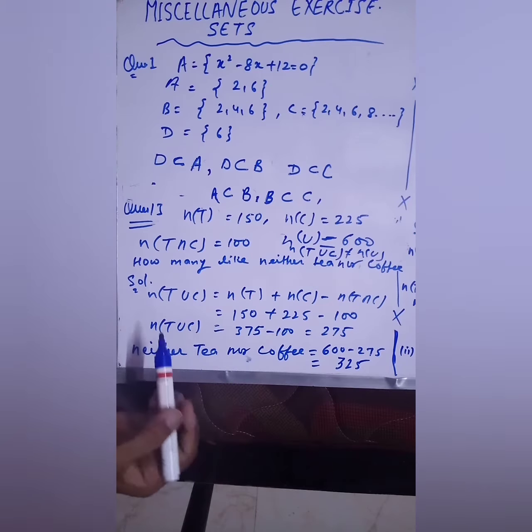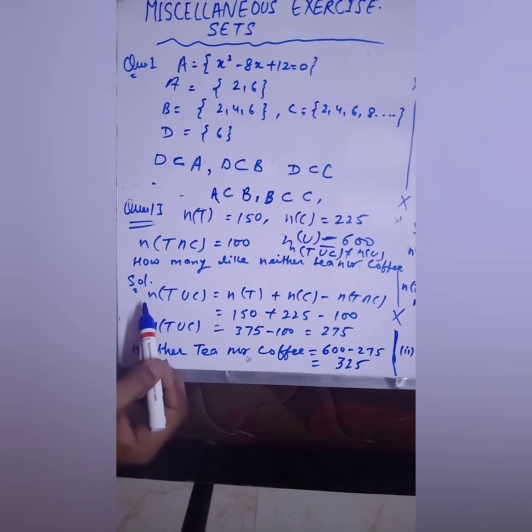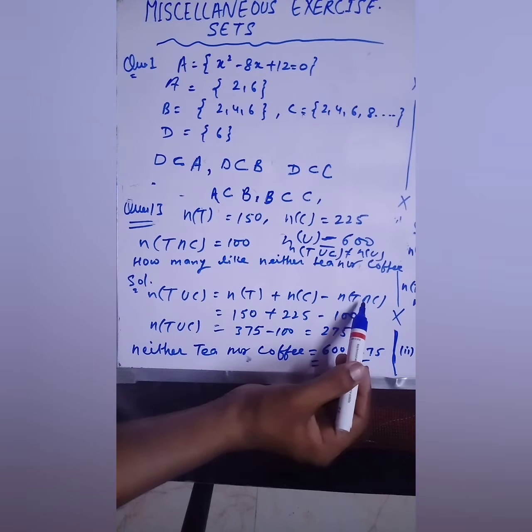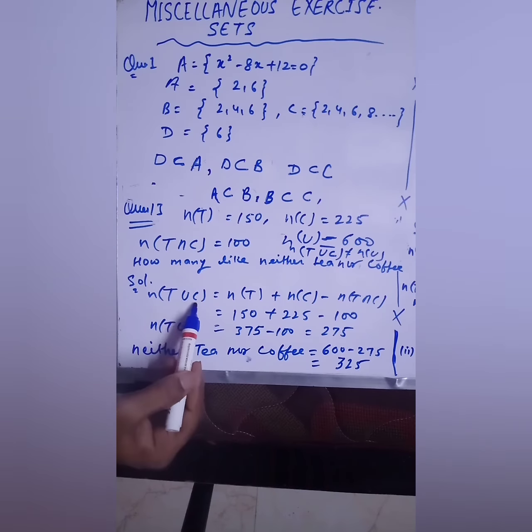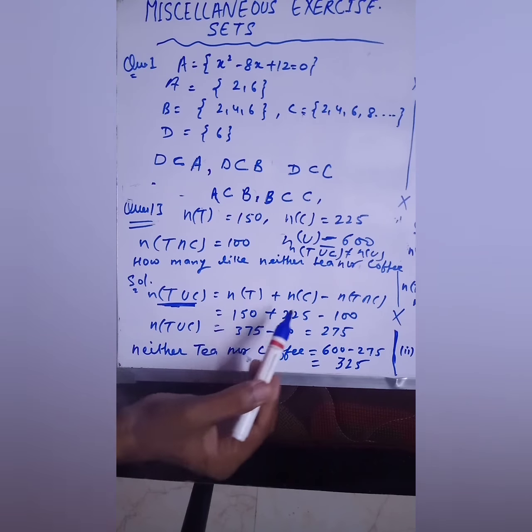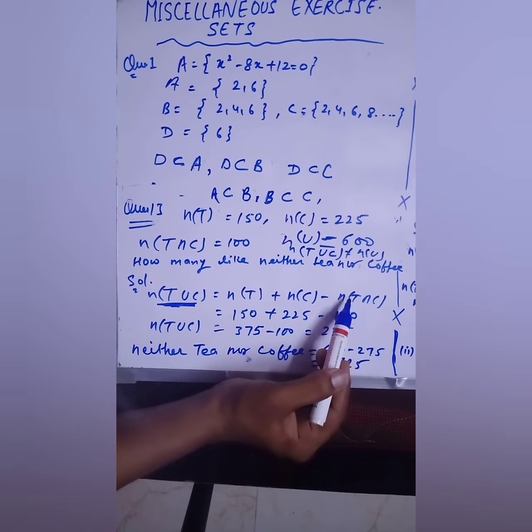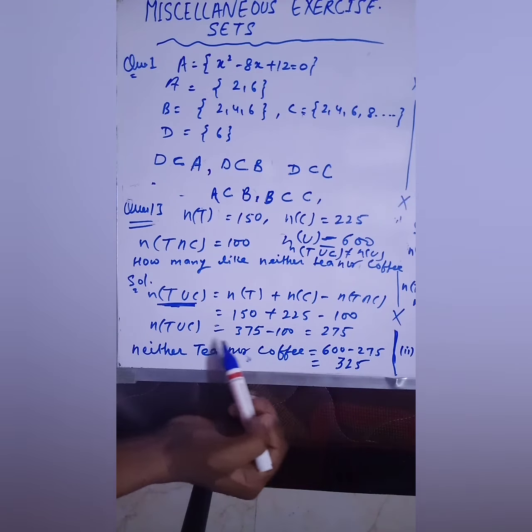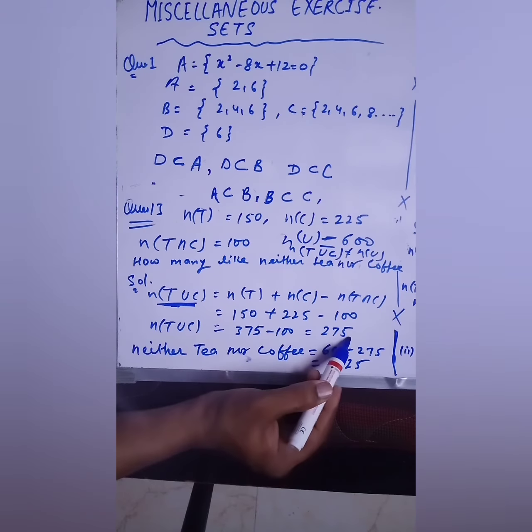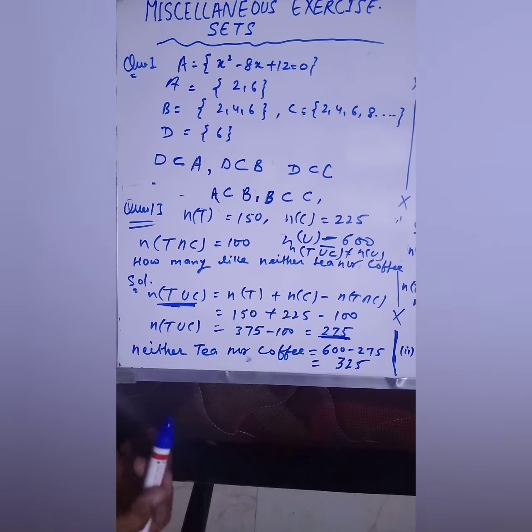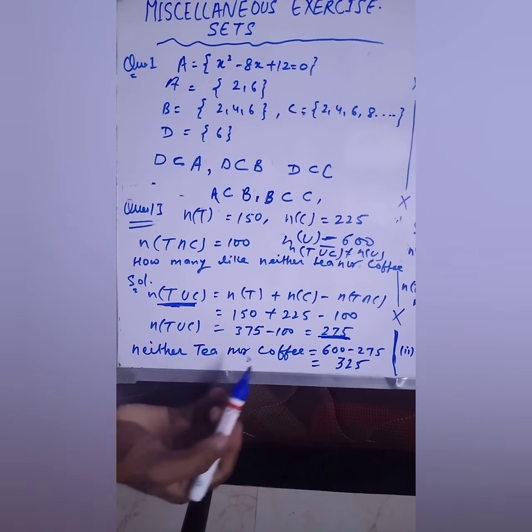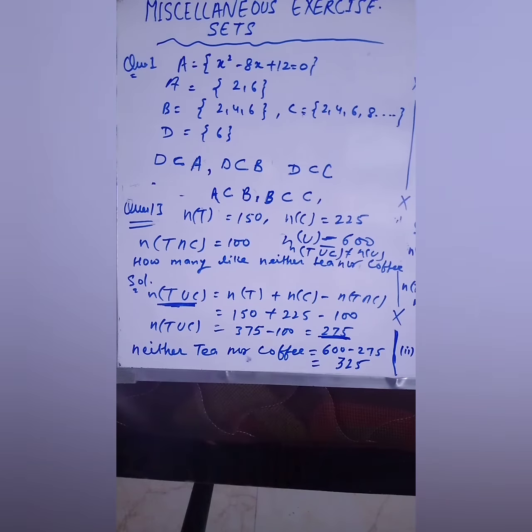Fine. So here I am just writing the formula. After that you have to calculate this first. n(T) is given to you, n(C) is given, and the intersection of T and C is given. After calculating this, your answer would be 275. So 275 is the number of students who like at least one of the two drinks. It may be tea or it may be coffee.